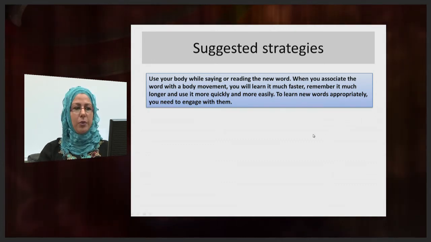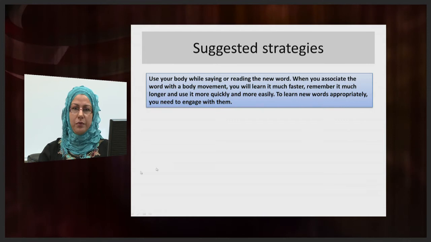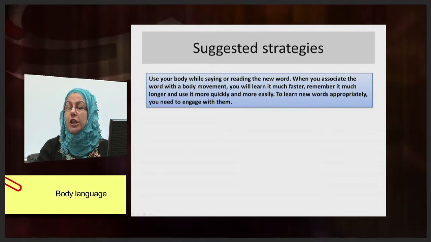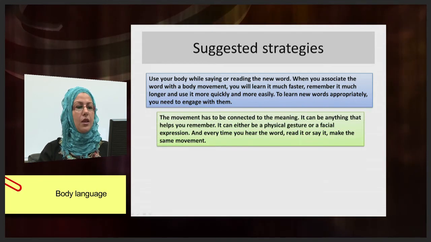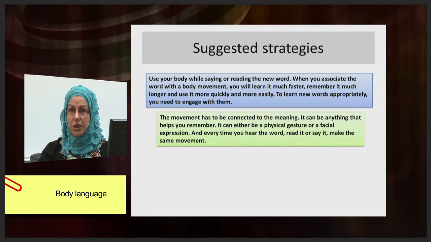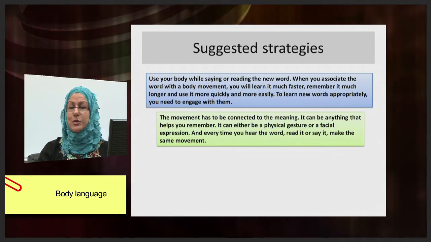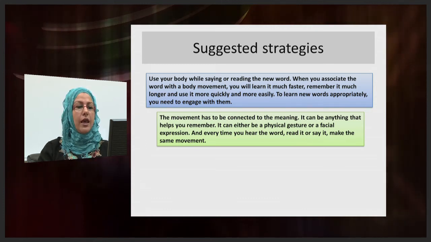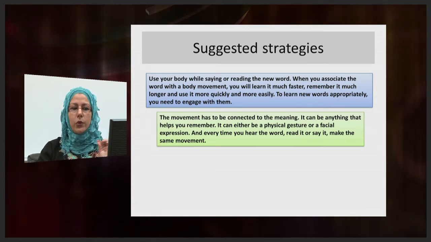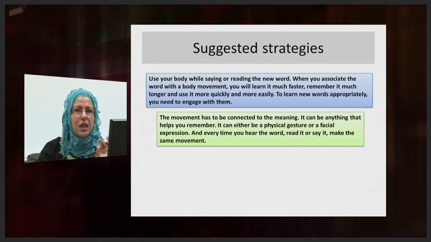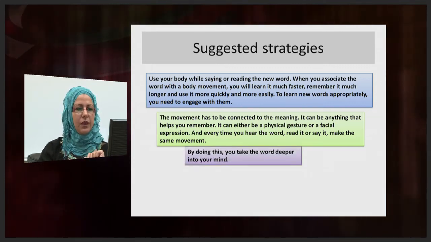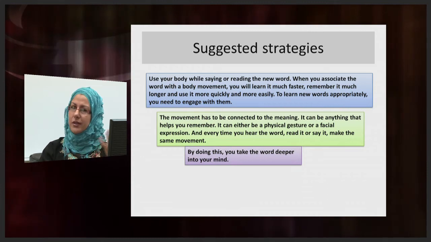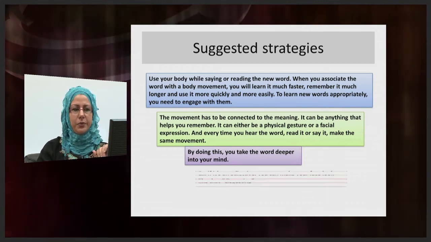To learn new words appropriately, you need to engage with them. So when you use your body, this is a kind of engagement with the words. The movement has to be connected to the meaning. It can be anything that helps you remember. It can either be a physical gesture or a physical expression. And every time you hear the word, read it or say it, try to make the same movement. By doing this, you take the word deeper into your mind.